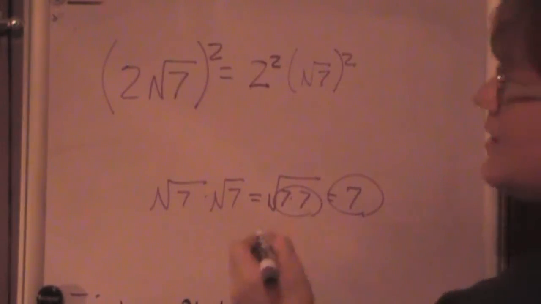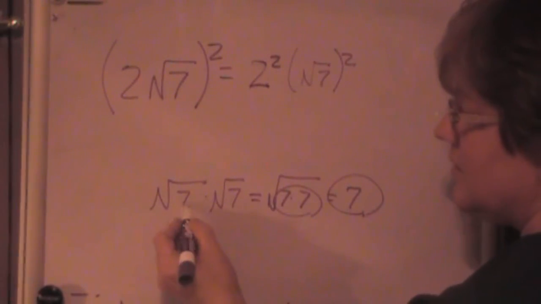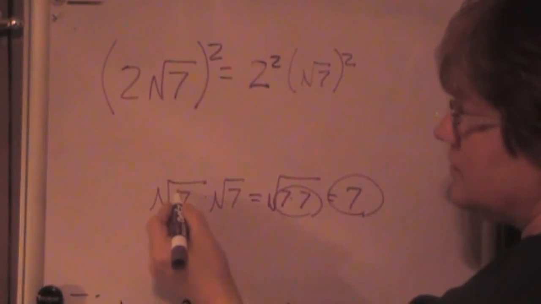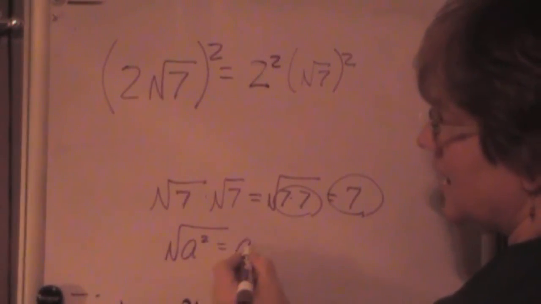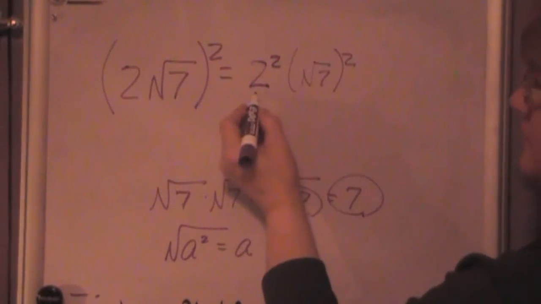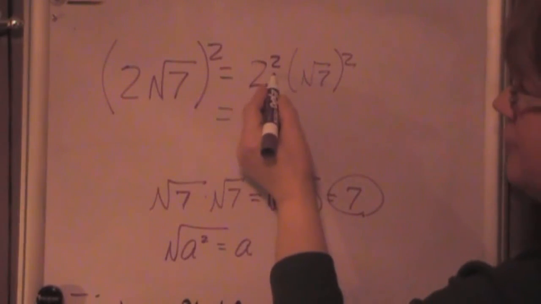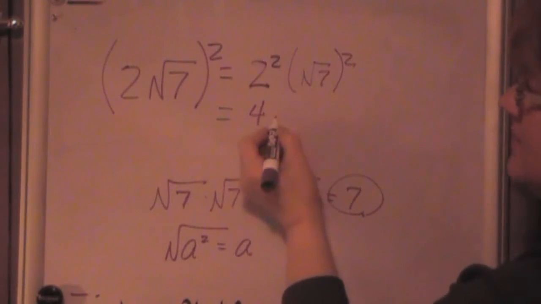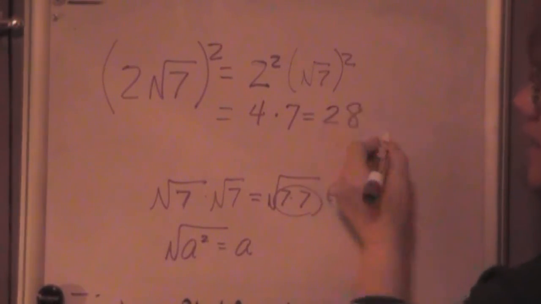Okay. You also had a law that said that the square root of something squared is equal to something. In other words, the square root of a squared equals a. You had a law that said that. Now, to simplify this one up here further, we have 4, and that's 7, times 7 is 28.